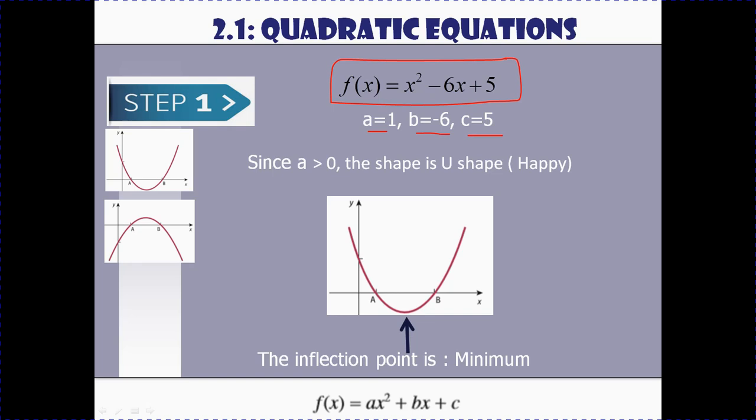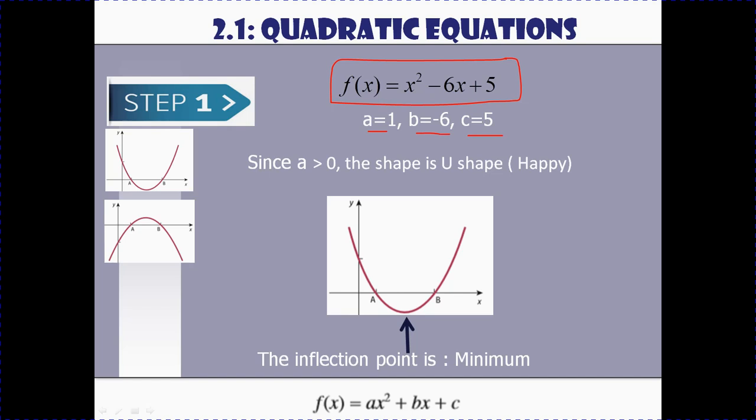A is the coefficient of x squared, b is the coefficient of x, and c is the constant. Now we'll start step number 1. If you remember, in step number 1 we want to find the shape. Is it up or down? Since a is 1, which is greater than 0, the shape is a U shape, or happy.